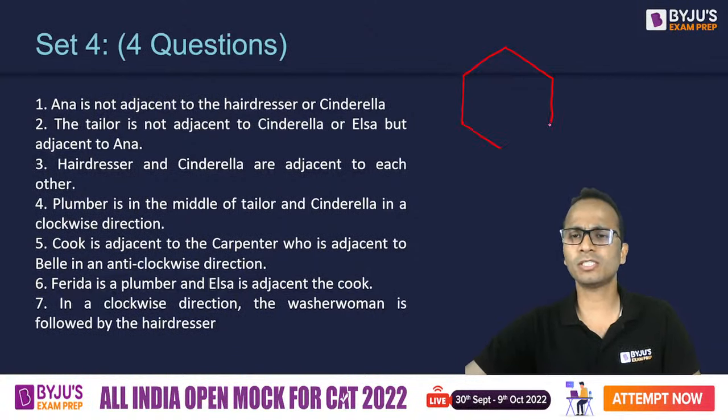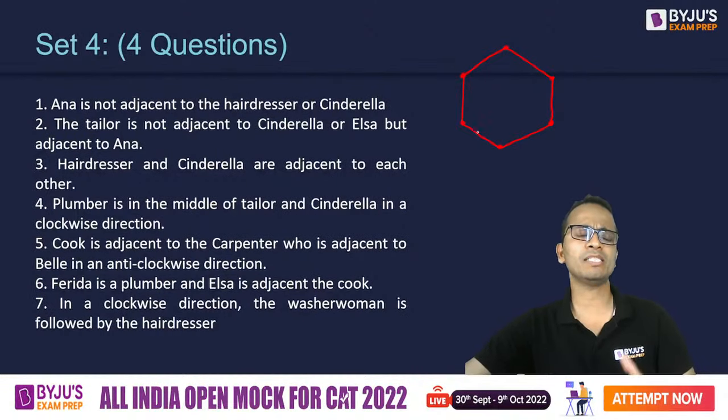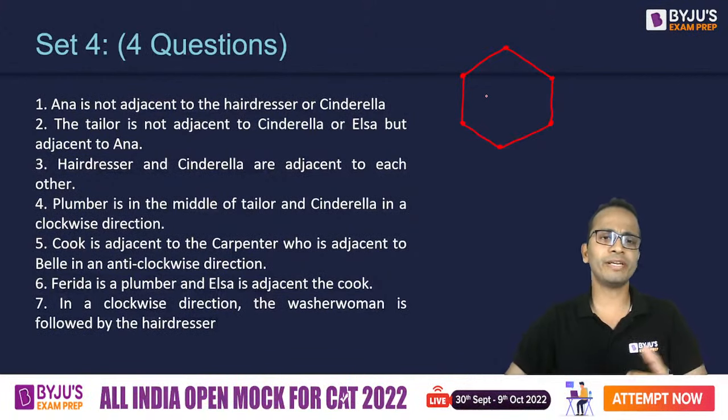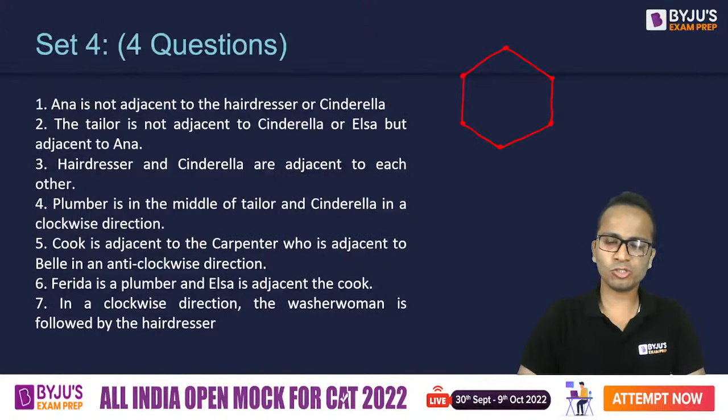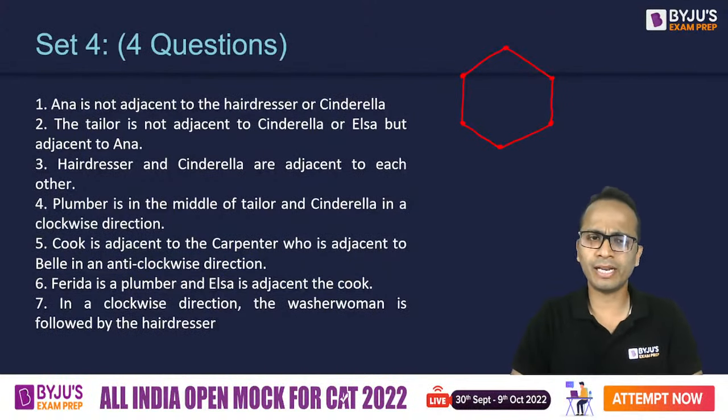You can also draw a circular table, doesn't matter at all, because if you look at the vertices of a regular hexagon, they will pass through a circle. So yes, a circle can be drawn passing through all the 6 vertices of a regular hexagon. Okay, so you can also draw a circle, but I have drawn a regular hexagon.